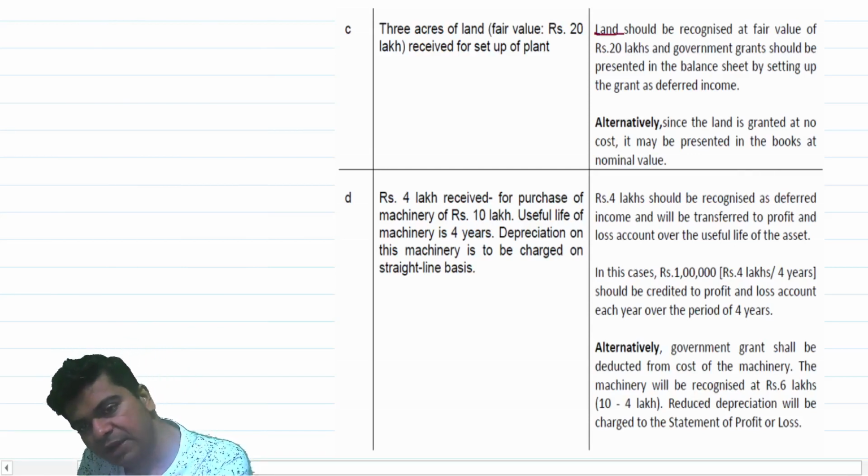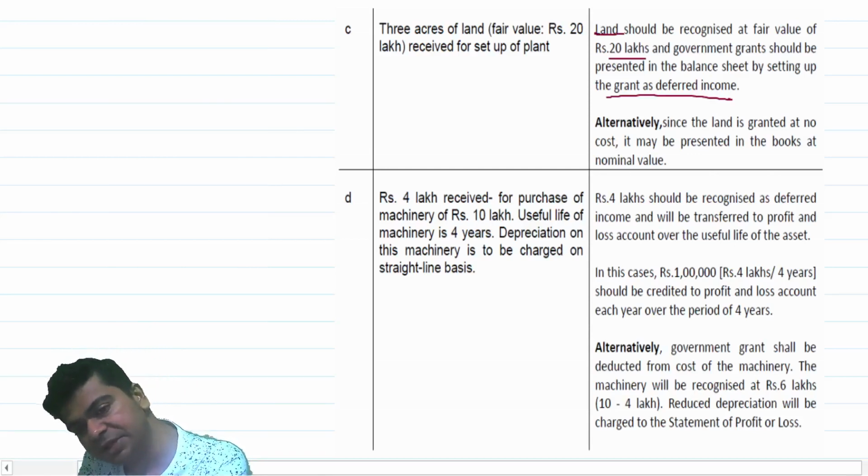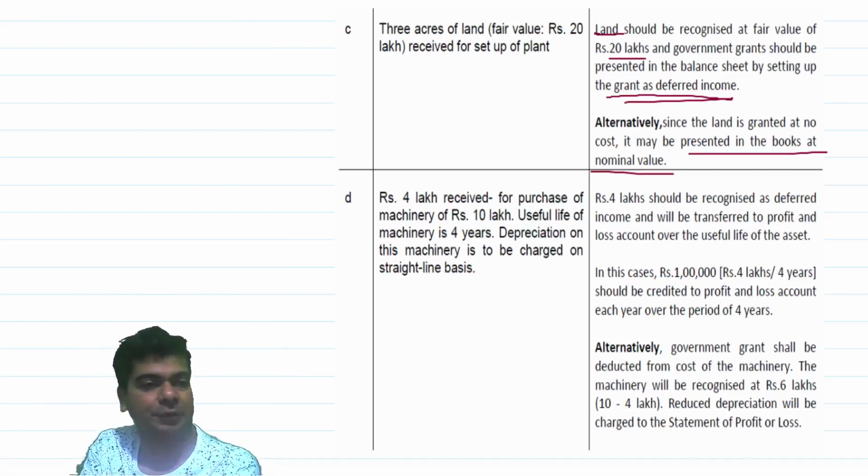Land will be recorded at fair value of 20 lakhs. The government grant should be presented in the balance sheet by setting up the grant as deferred income, or you can present the land in the books at a nominal value.